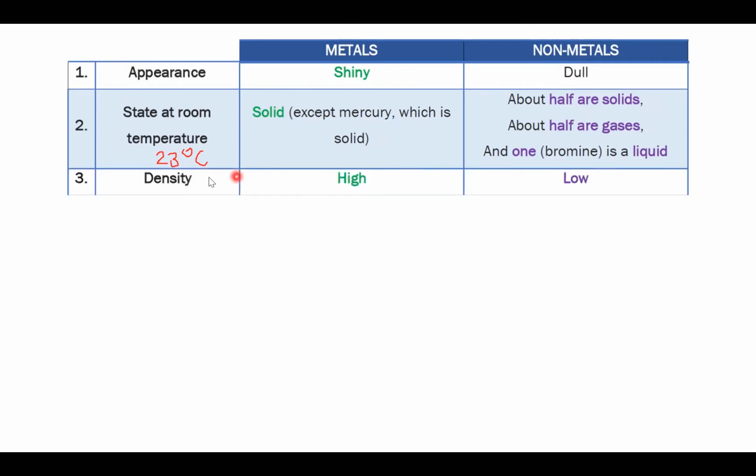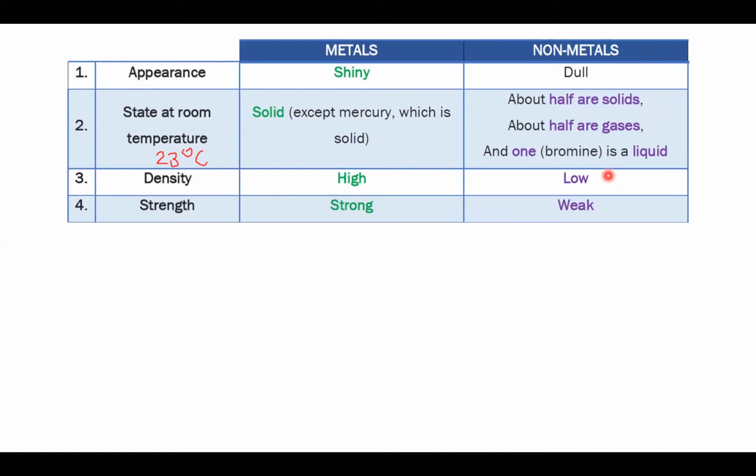What about the density of metals and non-metals? Metals tend to be heavier, so that means they have high density. Non-metals tend to have low density. When it comes to the strength of these materials, metals tend to be very strong, that means they're very hard to break, while non-metals tend to be weak, or easy to break, so they are not as strong as metals.